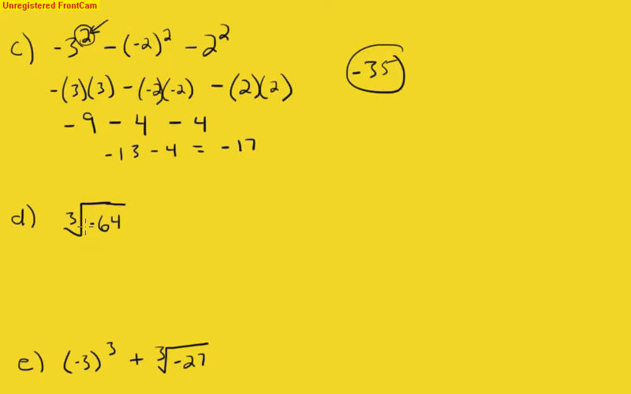On to letter D, the cube root of negative 64. The only way we can have a negative inside of the radical, like negative 64, is if this index number is odd: either 3, 5, or 7. That tells us, what number times itself this many times equals this number. So you could have the third root of negative 8, because negative 2 times negative 2 times negative 2, two of them cancel out to a positive, but then you've got one left over, so the answer is negative 8.